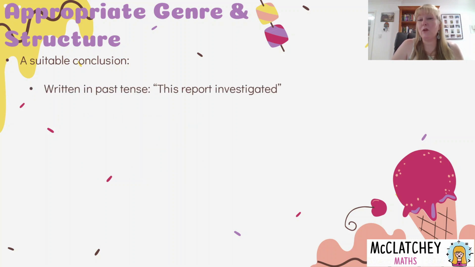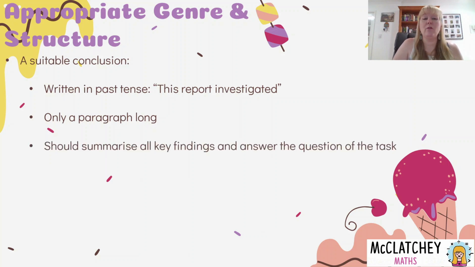We're basically summarizing very simply at the end what the report investigated and what it found. It should only be about a paragraph long. A lot of students actually do forget to write their conclusion altogether. They do their evaluation and just end it there. It actually does need a conclusion. What did you find? What did you investigate? And what was the result overall? What were all the key findings? What is the answer to the question of the task?